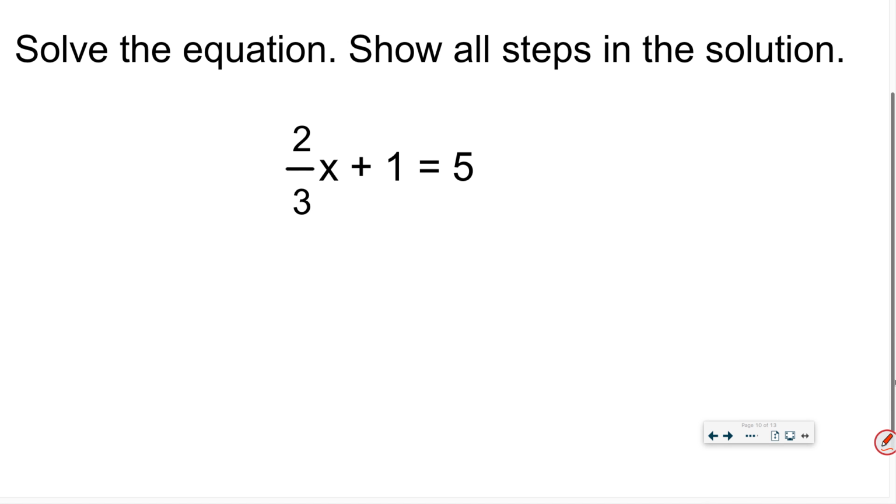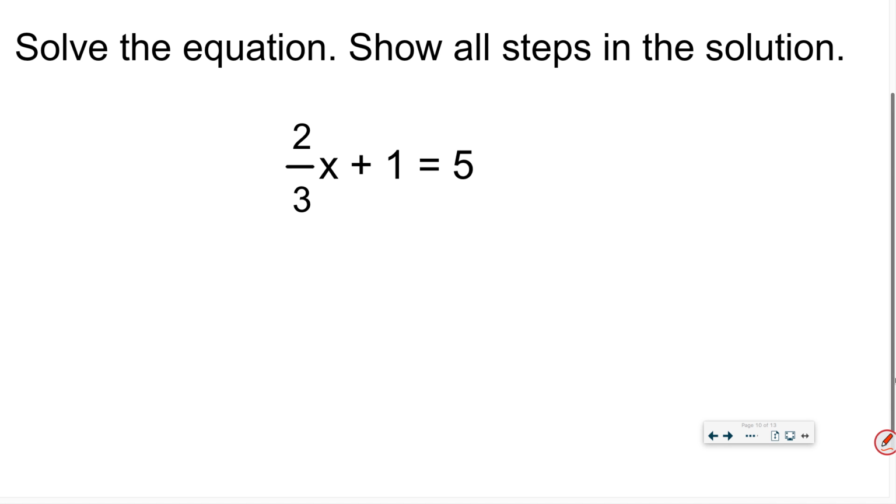Okay, let's take a look at this problem. Some of you are doing a good job identifying what's happening to the variable. That's key. First thing. We want to be able to look at that, and even though it's a fraction, say our variable is being multiplied by 2/3, and we're adding 1 to it. If you can identify that, you're at a good point.